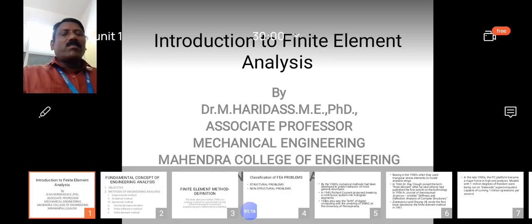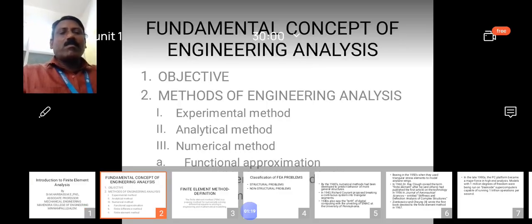What are the methods of engineering analysis? The three fundamental methods are the experimental method, the analytical method, and the numerical method. The first one is the experimental method. Experimental means a prototype can be used.